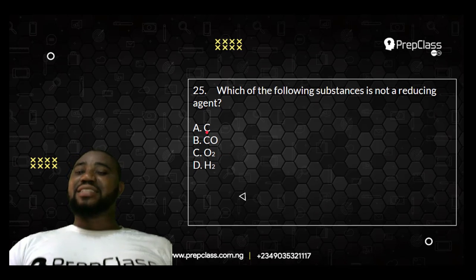So your correct answer is C. Carbon is a reducing agent. Carbon(II) oxide is a reducing agent. Because they are reducing agents, they are even used in the displacement of metals from oxides. So basically they are used in metal extraction. Carbon, carbon(II) oxide, and hydrogen are reducing agents, but oxygen is an oxidizing agent. So the correct answer there is oxygen.